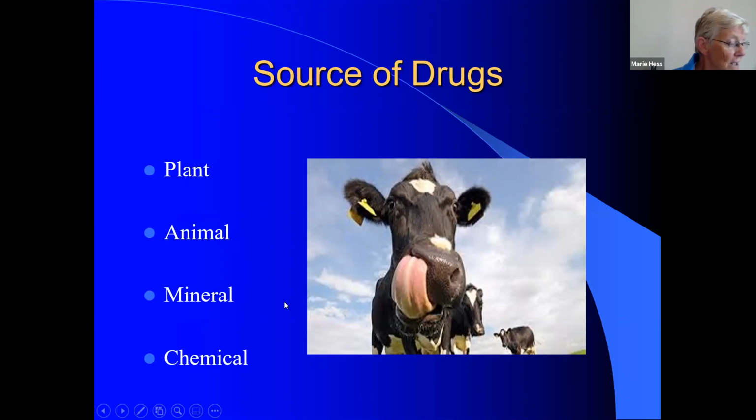Mineral sources, things like iodine, Epsom salts, all of those are minerals, and come out of the ground. The other thing that's a mineral is lithium. Lithium, for you guys in psych, is a salt, and so comes out of the ground. And chemical: everything that doesn't come from a plant, an animal, or a mineral is a chemical source. Sulfonamides, all those kinds of things are chemically made. Now insulin is chemically made, all of those. So those are where we get our drugs from a source point of view.